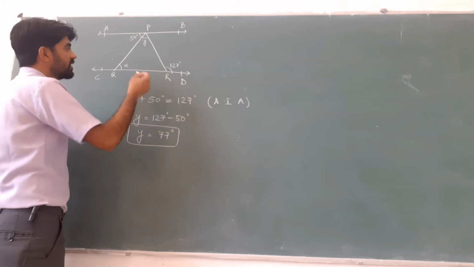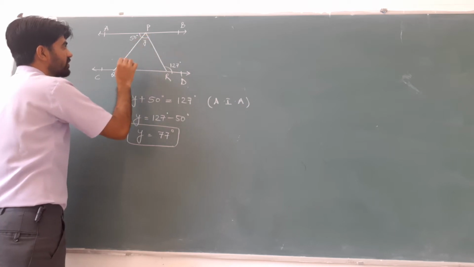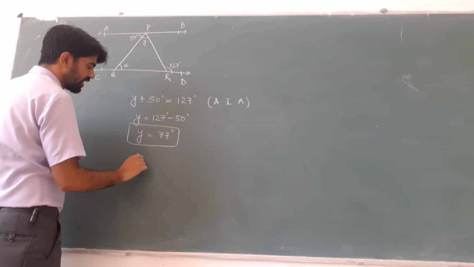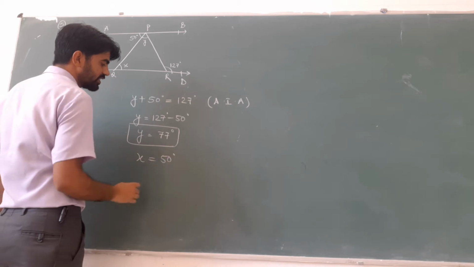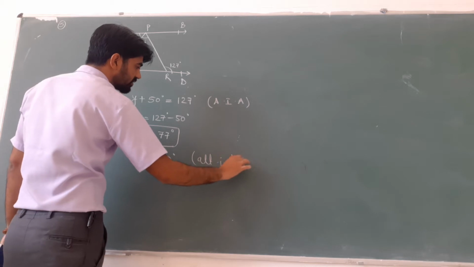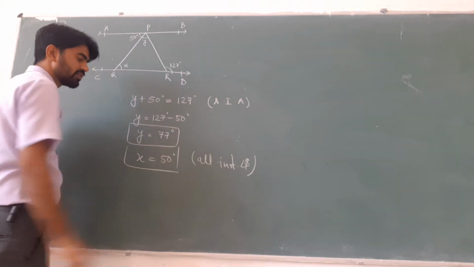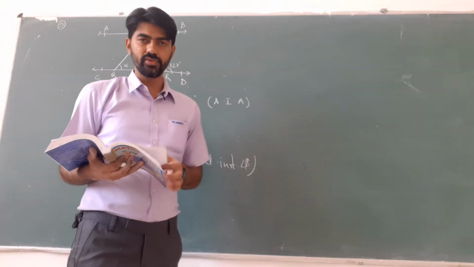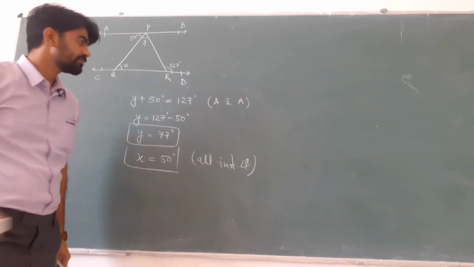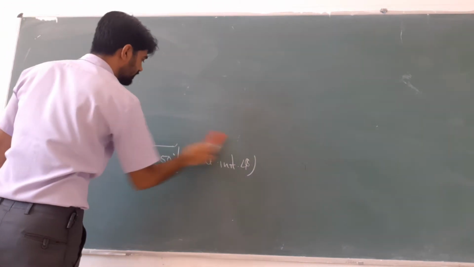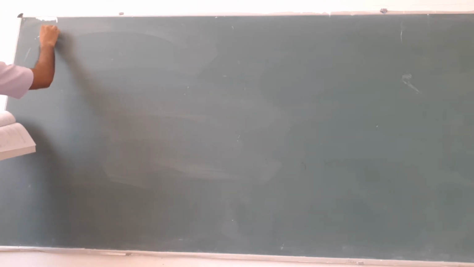Now look here, this angle we have. Now X and 50, these are already alternate interior. X is equal to 50 degree, alternate interior angles. So this way easily you can find both the values of X and Y. Now coming on to the next question, question number 6.